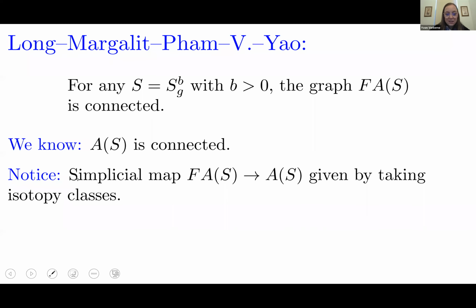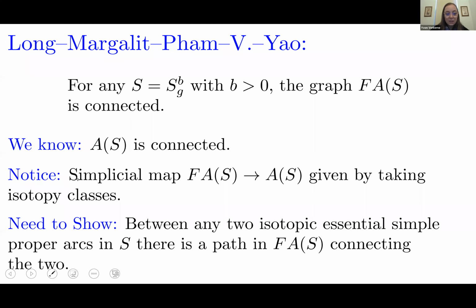Something to notice is that there is a simplicial map from the fine arc graph of a surface to the arc graph of the surface, which is given by taking isotopy classes. So the work that is left for us is that we need to show that if we have two isotopic essential simple proper arcs in the surface, we're going to be able to find a path in the fine arc graph connecting the two. Because again, since we know that the arc graph is connected, we're able to use that to bring any other path together once we know the two isotopic essential simple proper arcs also have a path connecting them.